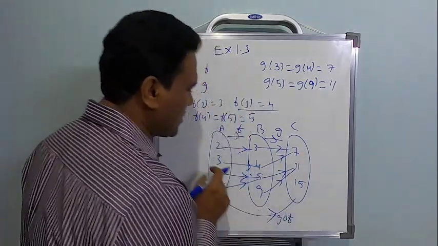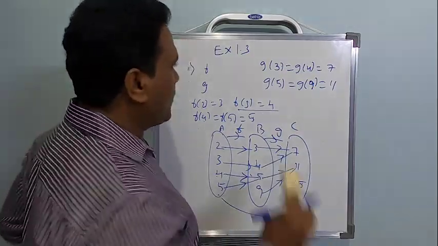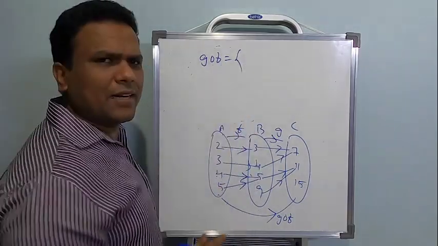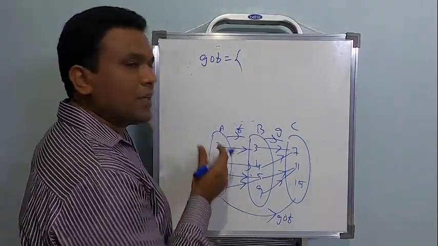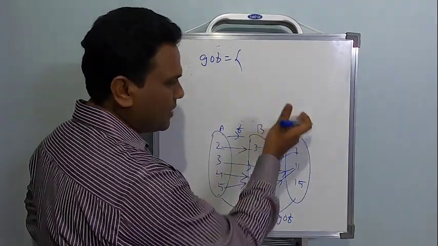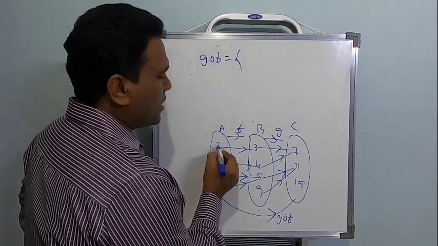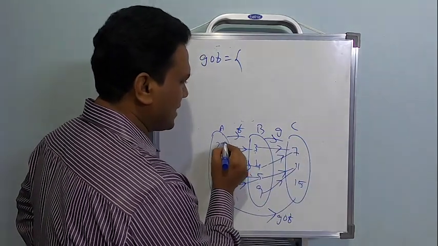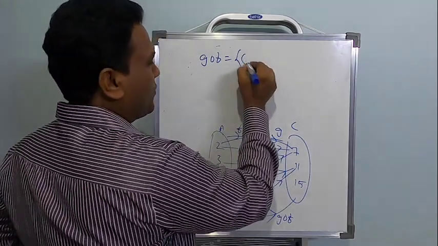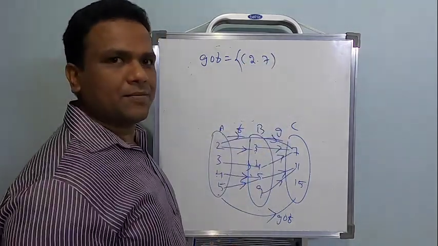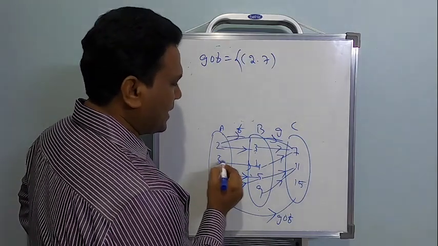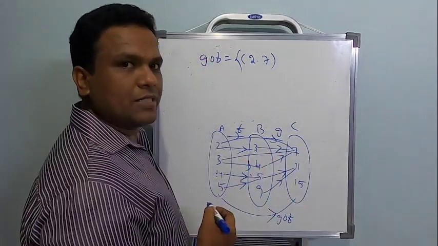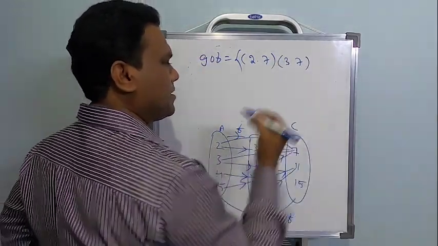So this is the function. What is g of f? g of f is a function from A to C. So g of f, if you notice, we can write down directly, not at all an issue. I need to find out the images of these elements in this set. Look here. Now 2 is related to 3, and 3 is related to 7. That means 2 is related to 7. So my first ordered pair is (2, 7). And the next one, 3 is related to 4 and 4 is related to 7. That means 3 is related to 7. So my next ordered pair is (3, 7).